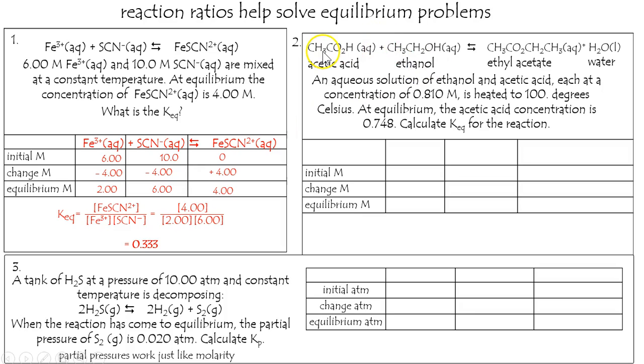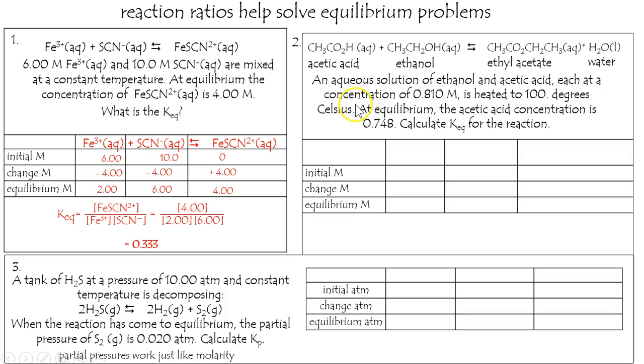Here's another one, but in this case we've got an esterification reaction. Acetic acid and ethanol making acetate and water, and I would just slash that right away. Remember, it omits solids and liquids. I haven't read the problem, but I'd scratch that out. Now they do give you some initial conditions here. It's each, so 0.810 for this and this, fine.